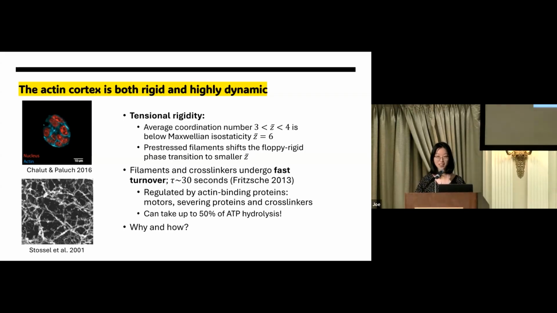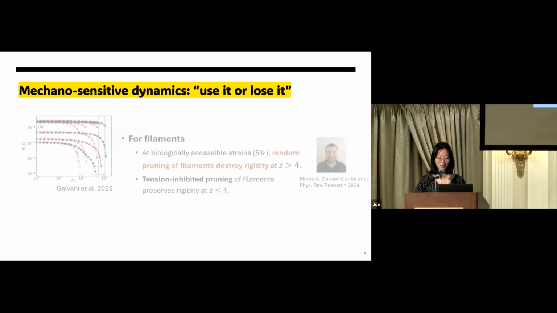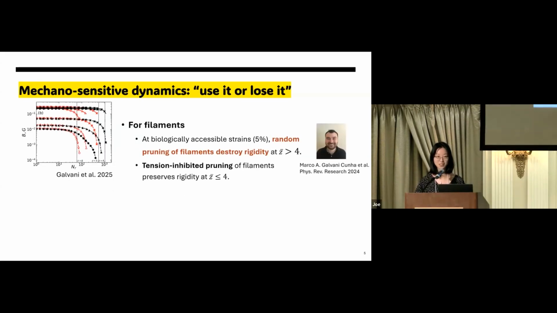It turns out that we have some clues of how this happens. Our collaborator, Marco, in his Physical Review Research paper last year, found that there are a lot of mechanosensitive dynamics. The addition and pruning of filaments and the binding and unbinding of crosslinkers are far from completely random. If we just do random pruning of filaments, the rigidity of the actin cortex will be destroyed even at coordination number greater than 4.